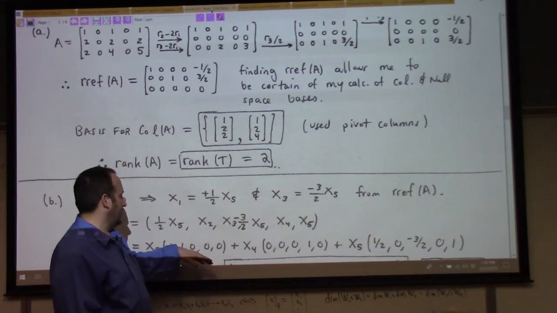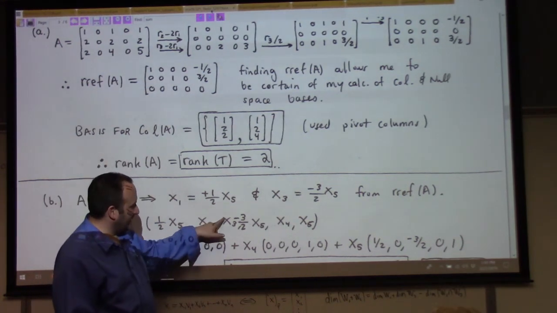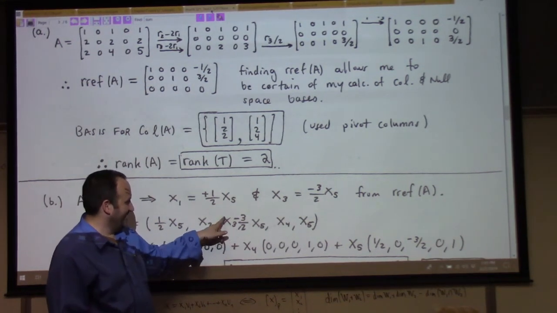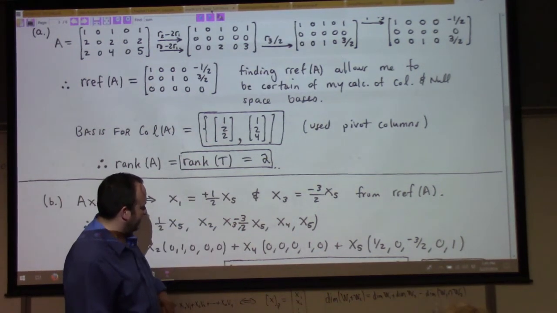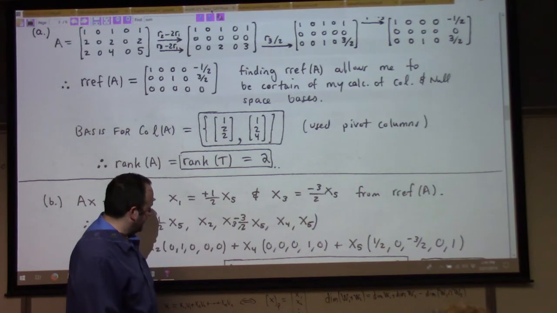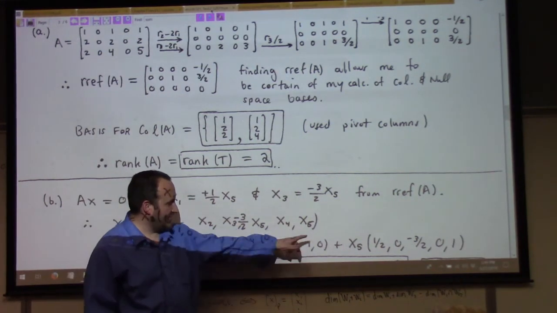oh man, I'm sorry, when I go back and fix this, I was going to white that out. Right, that's still, yeah, it doesn't work. X4 and x5.